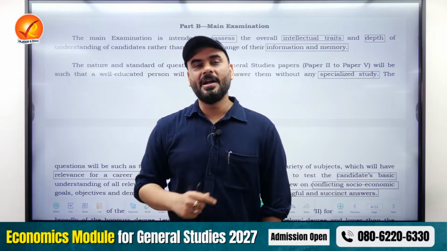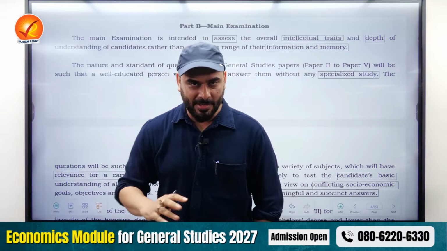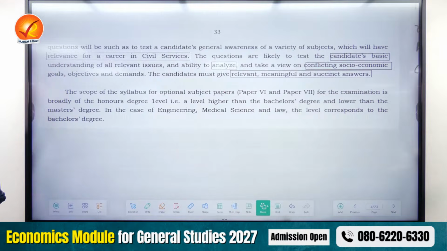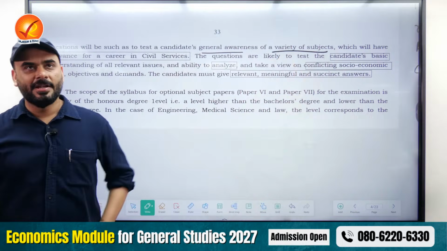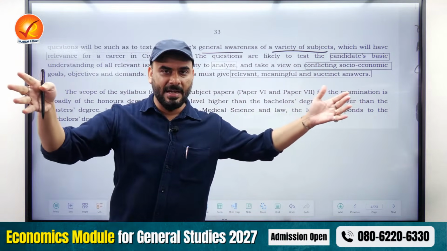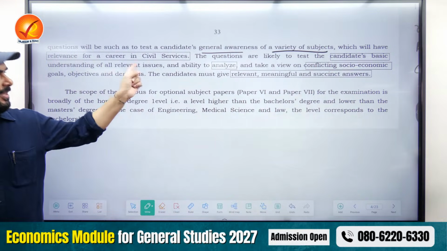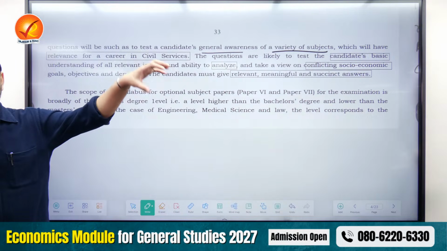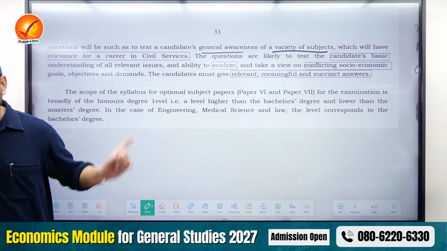And this becomes our guiding principle when we conduct classes related to economy in our module and any other class for that matter. Now look at this part. This is important. It says questions will be such as to test the candidate's general awareness. Again, the word general awareness of a variety of subjects, which means that your dimension needs to be good. Very decent dimension has to be there, which will have relevance for a career in civil services. Anything which is connected to policy making, implementation, and administration, anything which is happening around you related to this becomes a syllabus. That's the part they are saying.